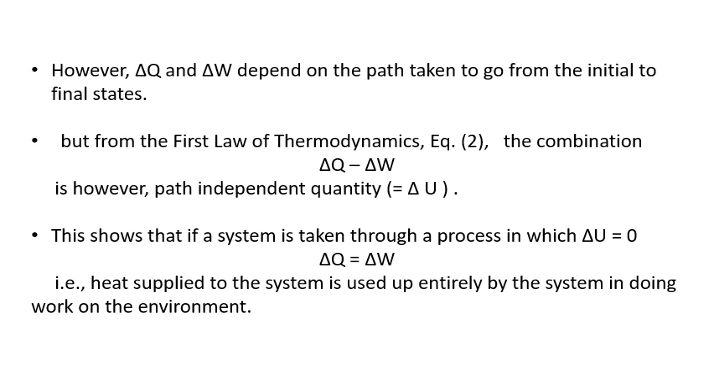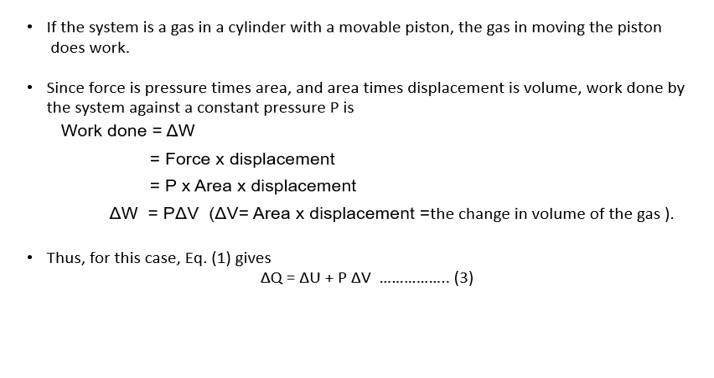From the first law of thermodynamics, delta Q minus delta W is equal to delta U, a path independent quantity. That means if a system is taken through a process in which delta U is 0, delta Q will be equal to delta W, and the heat supplied to the system is used up entirely by the system in doing work on the environment.